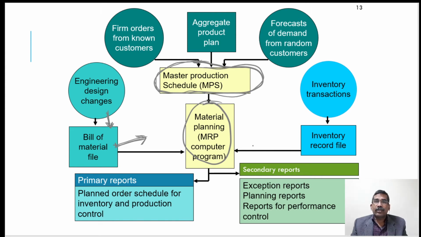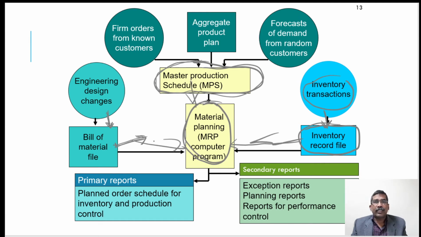Then this shows the inventory status, the inventory record file, that is how many items are already available and how many items are receivable in the coming days. So on the basis of that, we can know the availability of the different components, how many components are to be ordered, and when they are to be ordered. So this is the MRP system, and these are the inputs required for this MRP system.